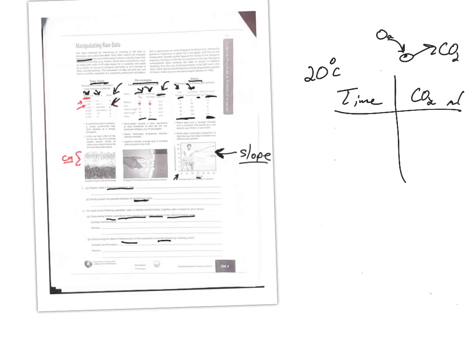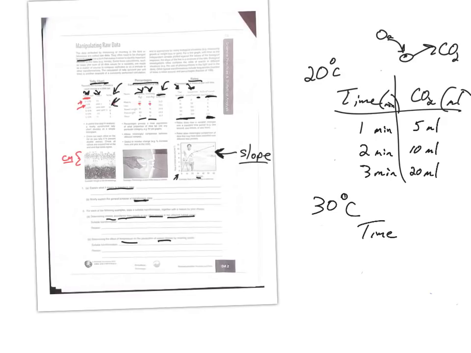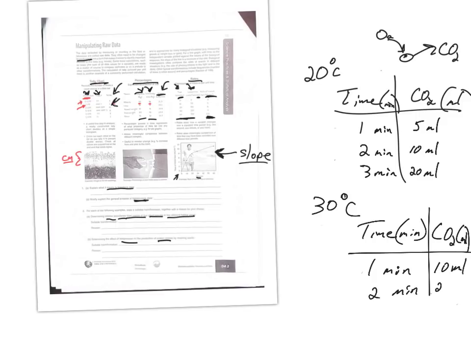And as time goes on, maybe this is in minutes, maybe in 1 minute I produce 5 milliliters. I'm making this up, but in 2 minutes, I produce 10 milliliters. In 3 minutes, I produce 20 milliliters. Okay? Then I do another trial where I'm doing 30 degrees Celsius, time in minutes, and CO2 in milliliters. Let's say 1 minute, it's 10 milliliters. In 2 minutes, it's 20 milliliters. In 3 minutes, it's 40 milliliters, right?